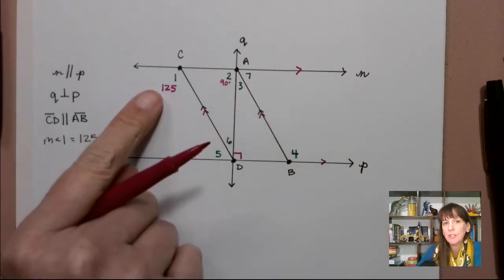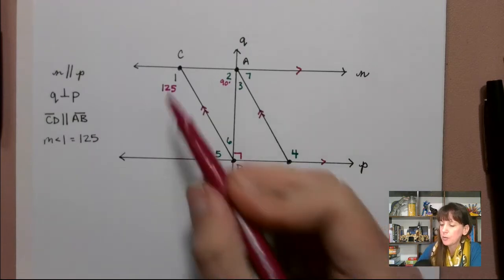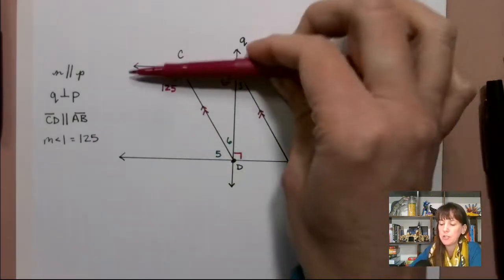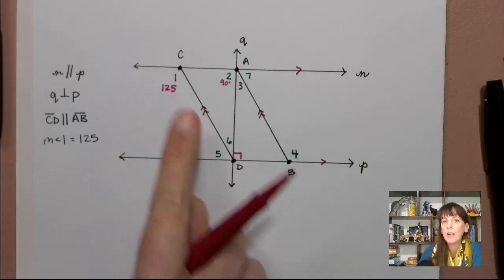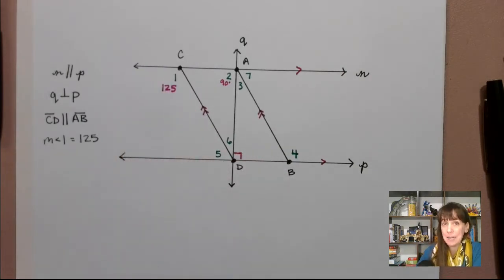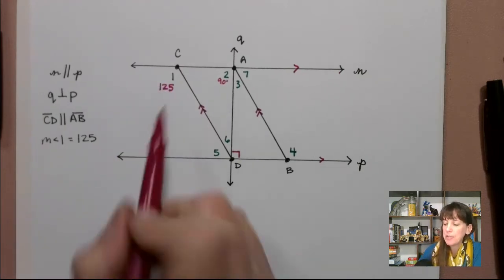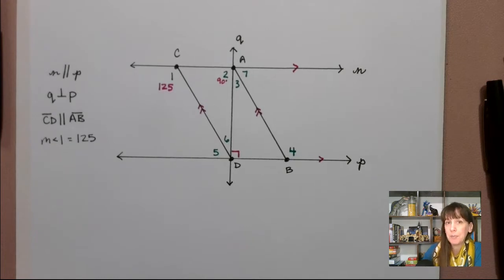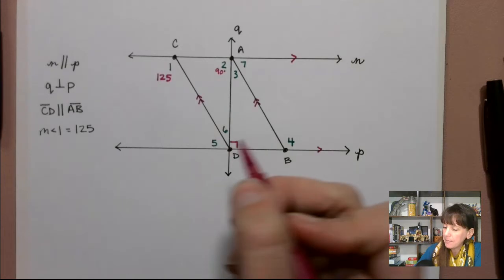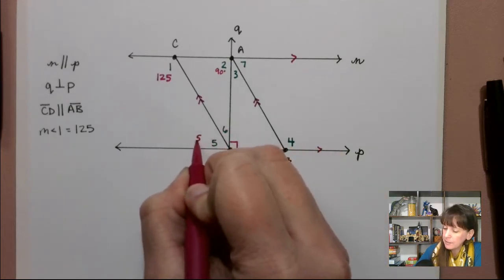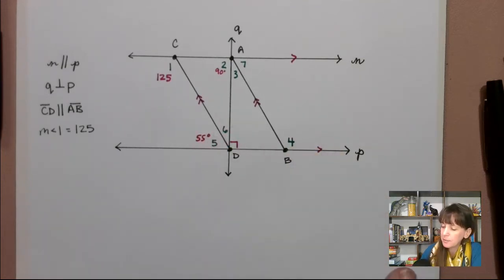Okay, so now let's look at 125 here. So this 125, we have these two parallel lines cut by this transversal of CD. That means angle 1 and angle 5 are on the same side on the inside, so they're consecutive interior angles, which means 1 and 5 are going to add up to 180 degrees. So if we look at 5, if we've got 180 minus 125, we would get 55 degrees.